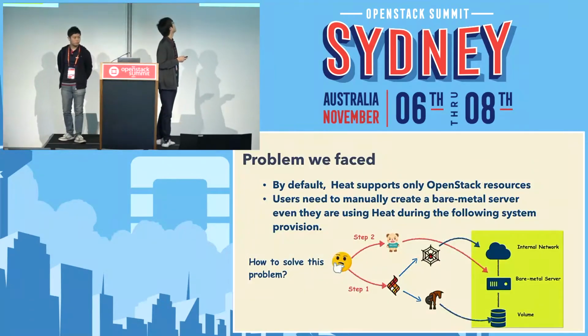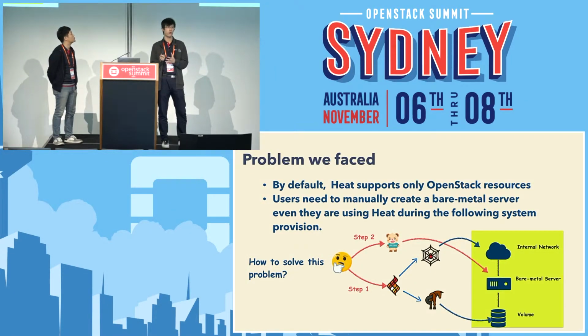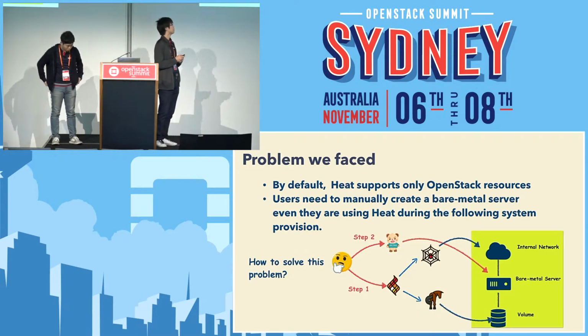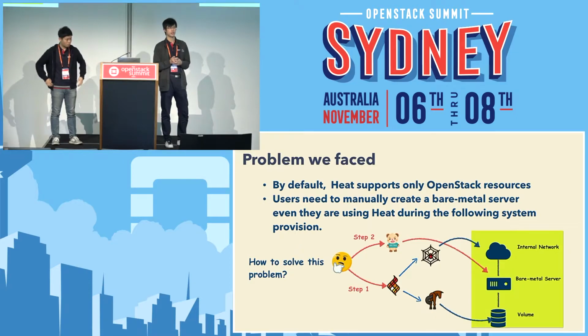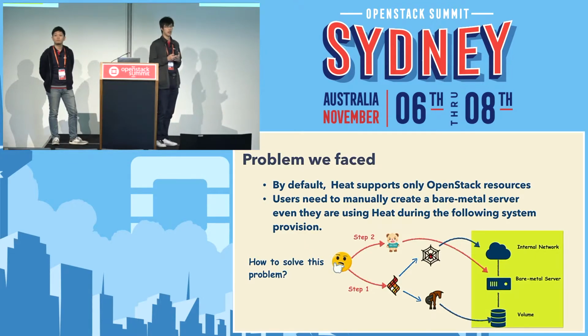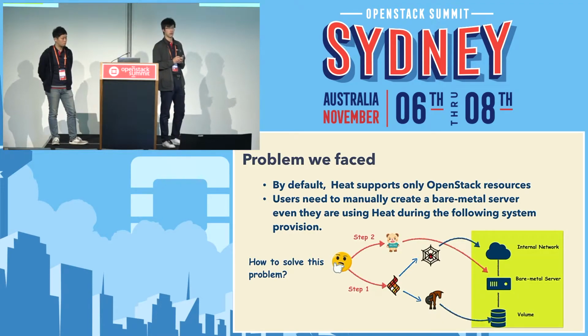And here, let me introduce our experience in deploying our enterprise cloud Heat. At the beginning, our sales team asked us to prepare an orchestration tool for our enterprise cloud. As an OpenStack developer, my first idea was Heat. But as you know, by default, Heat supports only OpenStack resources. But we have some of our own original resources.